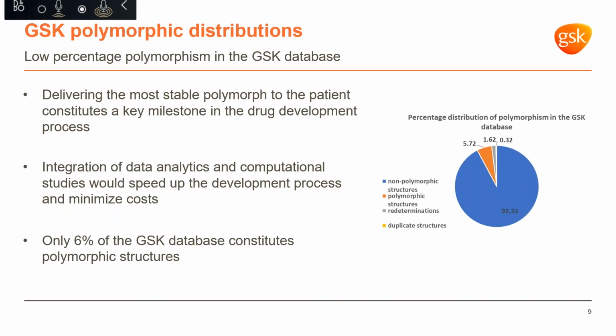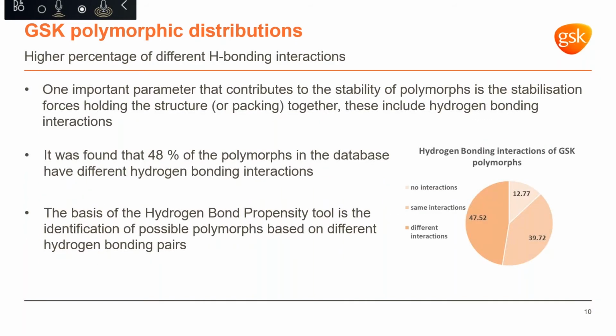So we looked also at one important parameter that contributes to the stability of polymorphs, which is their hydrogen bonding interactions. It was found that 48% of the polymorphs in the database have different hydrogen bonding interactions. That means either different interacting atoms or the same interacting atoms with different coordination scores.